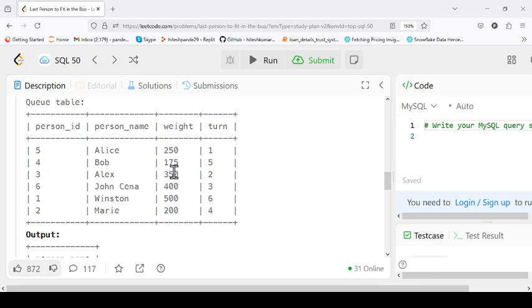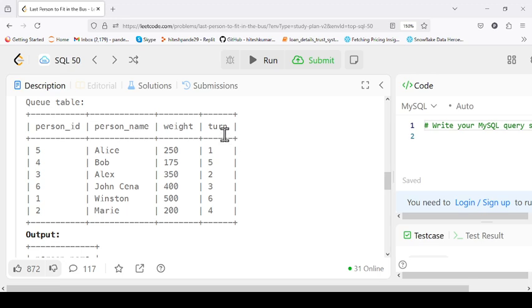Winston is identified as person ID 1, whose weight is 500, and they are standing in the queue at the sixth turn. Then Marie, whose person ID is 2, has weight 200 and stands in the queue at the fourth turn. Okay. So while calculating, while summing all the weights, of course we will board people turn-wise.